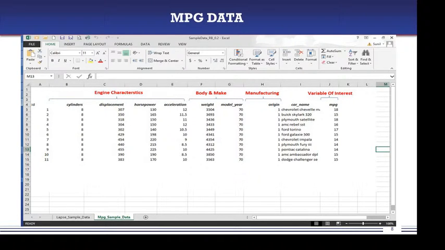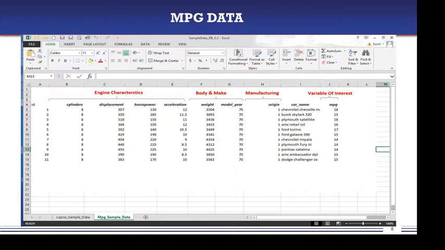Now let's look at the miles per gallon example. The first column, ID, is again a unique identifier for each vehicle. We then have a series of variables that relate to the physical characteristics of the car: the number of cylinders, the engine displacement, horsepower, acceleration, and body weight.